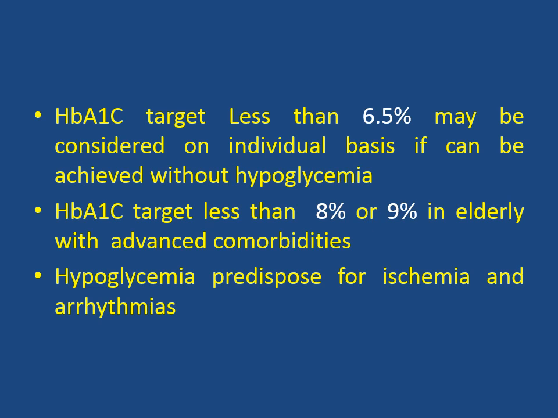Hemoglobin A1C target less than 6.5% may be considered on individual basis if it can be achieved without hypoglycemia. Hemoglobin A1C target less than 8% or 9% in elderly with advanced comorbidities is recommended. We should avoid hypoglycemia as it predisposes for ischemia and arrhythmia.